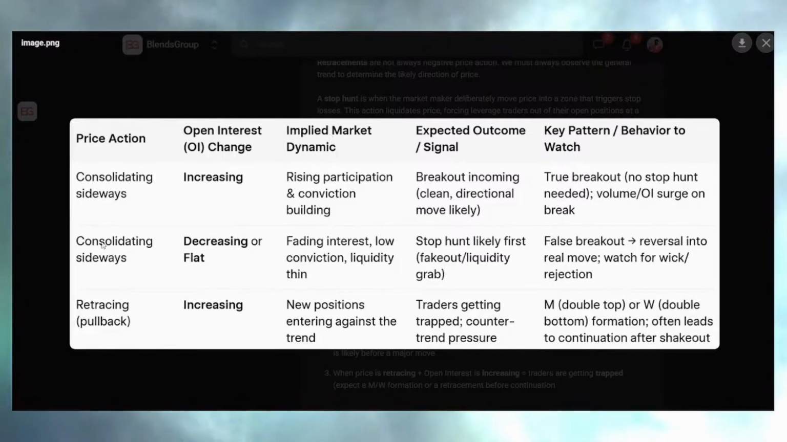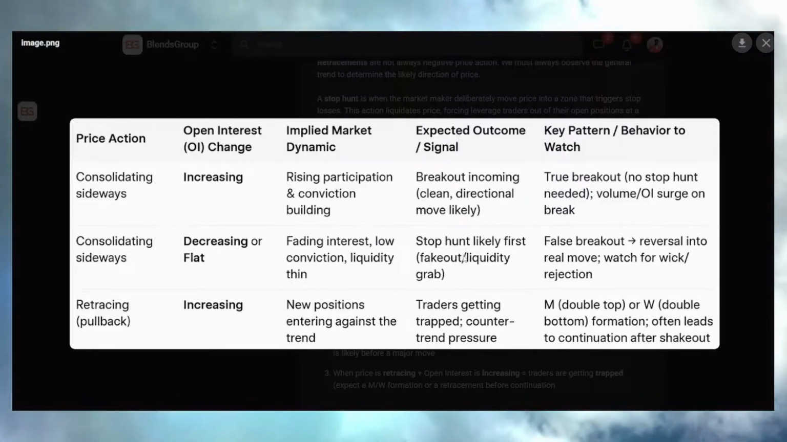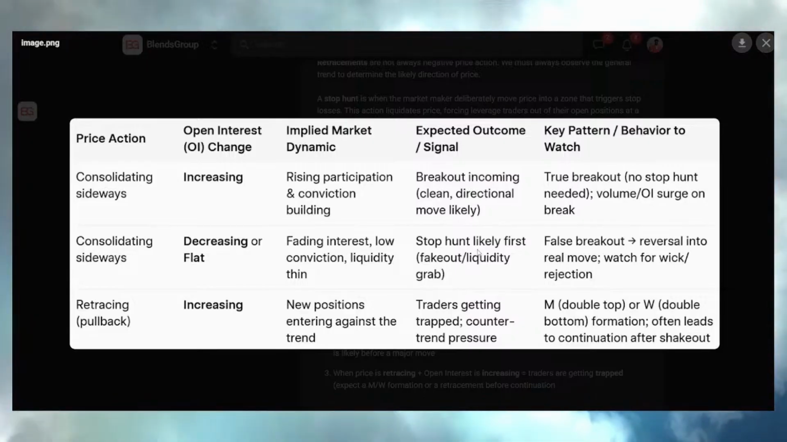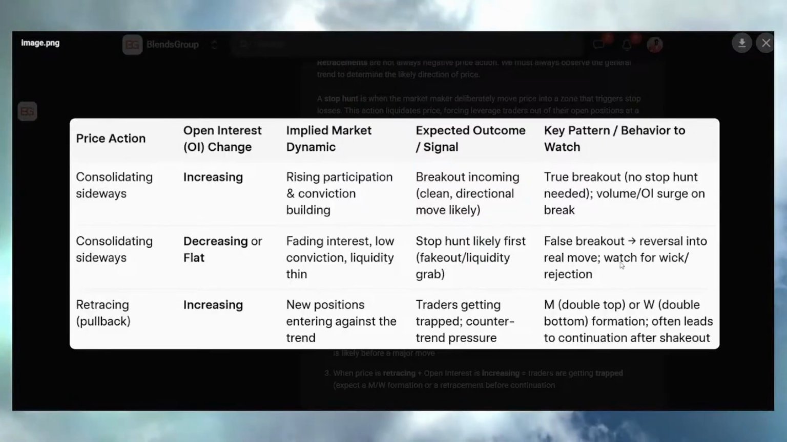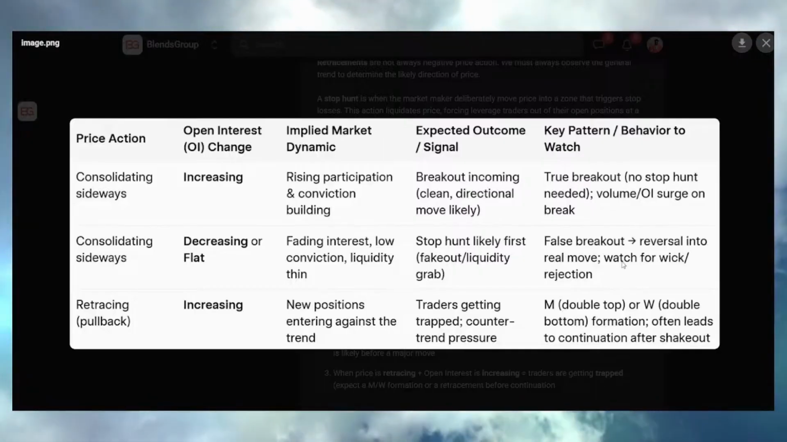If price is consolidating sideways and open interest is either decreasing or flat, we can see that this is suggesting that there's interest fading. There's low conviction. Liquidity is thin. There aren't many people taking trades. What could we expect? We can expect a stop hunt. Maybe the price fakes out up and then goes down. Maybe the price fakes down and then goes up, because the market maker needs to build positions and needs to essentially liquidate somebody, get some hype, some excitement, some fear in the market. So what we want to watch for in those cases is a false break. Price goes up quickly and then sharply reverses, or price drops quickly and then sharply reverses to the upside.